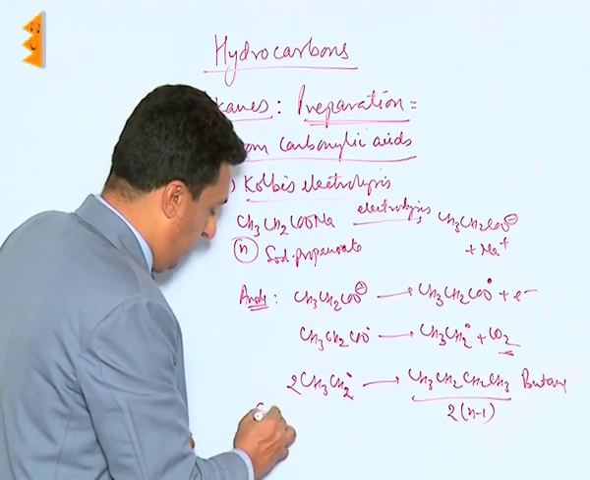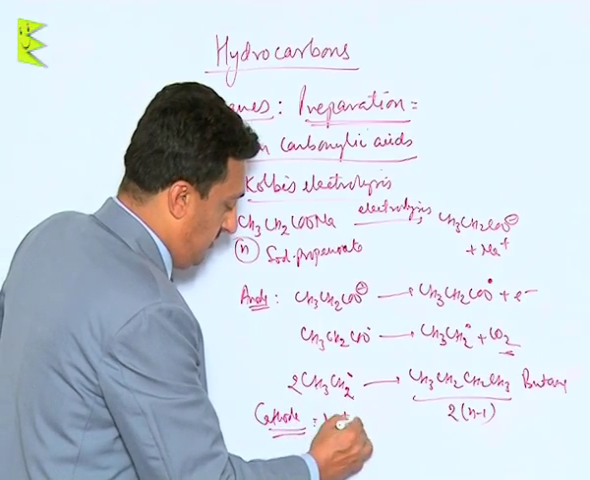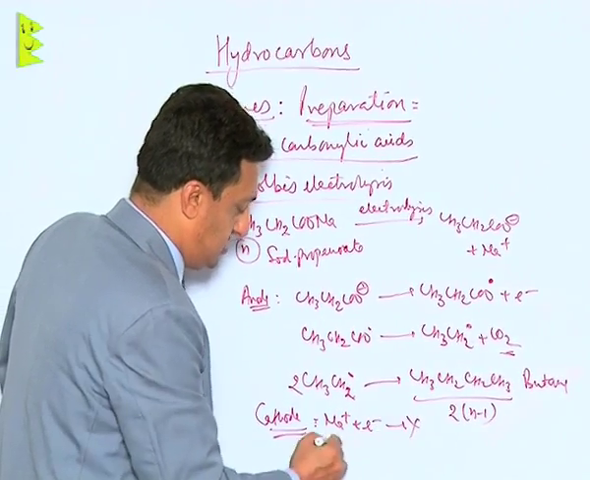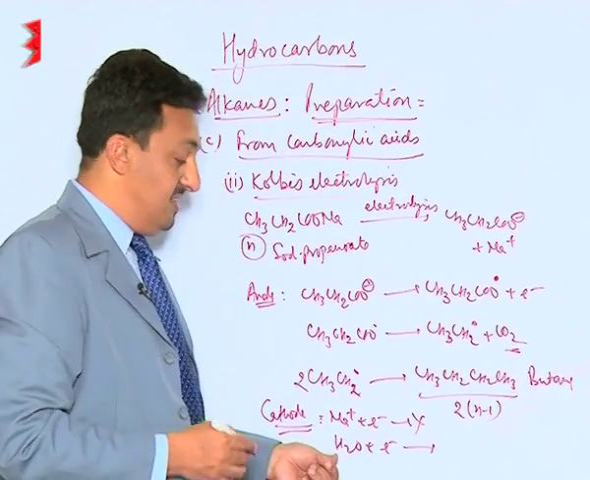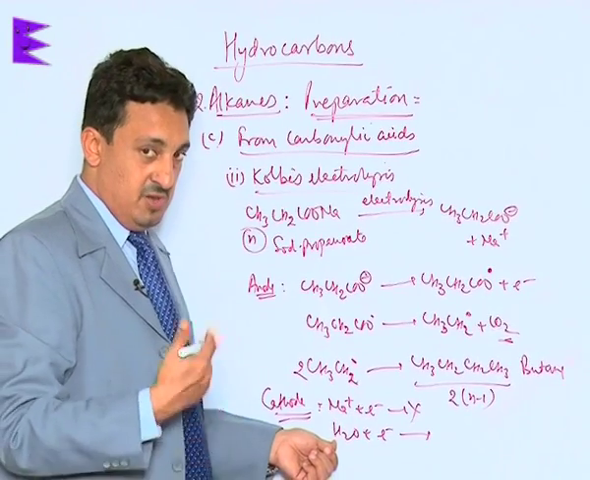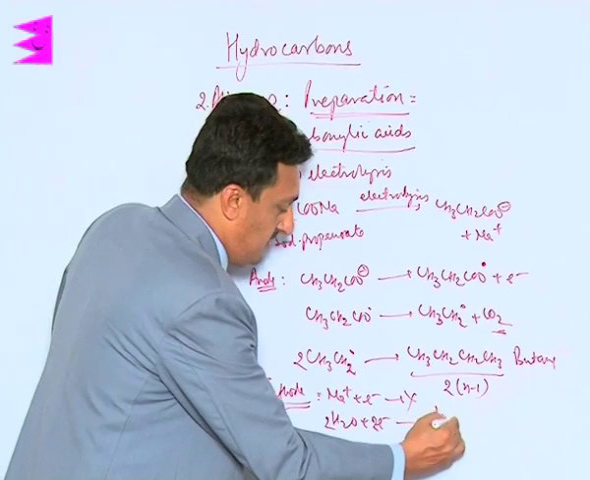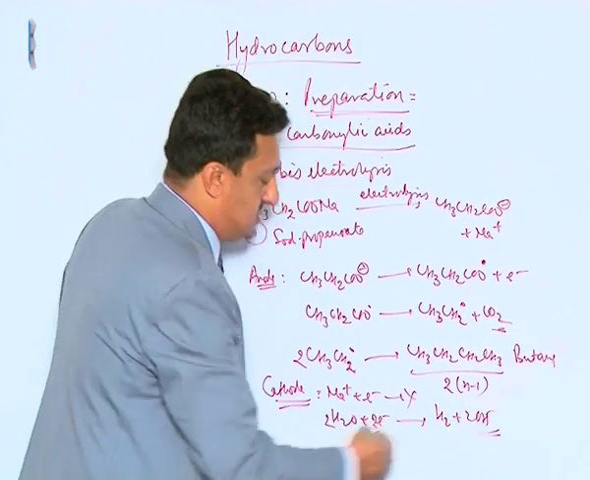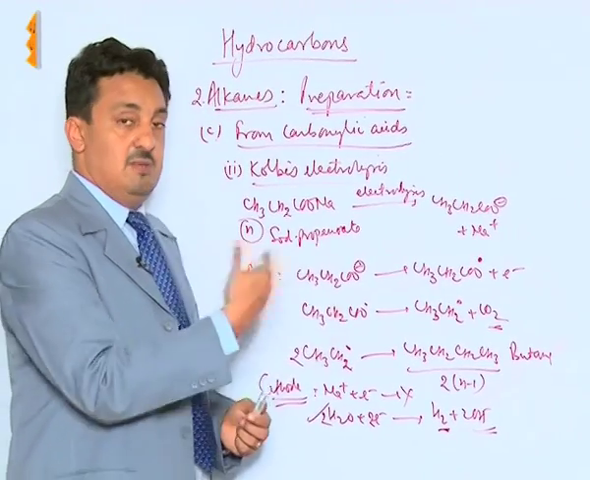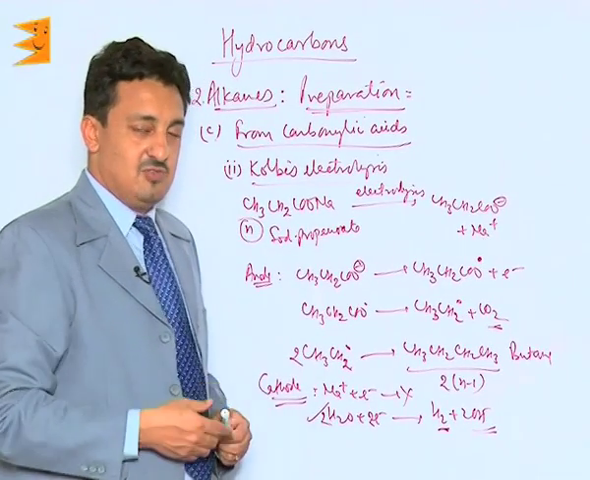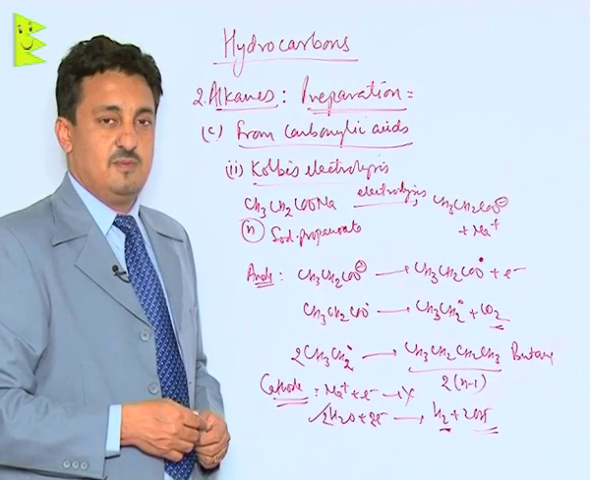And at cathode, of course, sodium ion goes there to accept electron, but this reaction is not possible because the tendency of accepting electron is more in case of water. So water accepts electron and gets reduced to hydrogen and 2 OH minus ions. So this is how we get hydrogen gas at cathode, and butane, or any alkane with twice of n minus 1 number of carbon atoms, at anode.